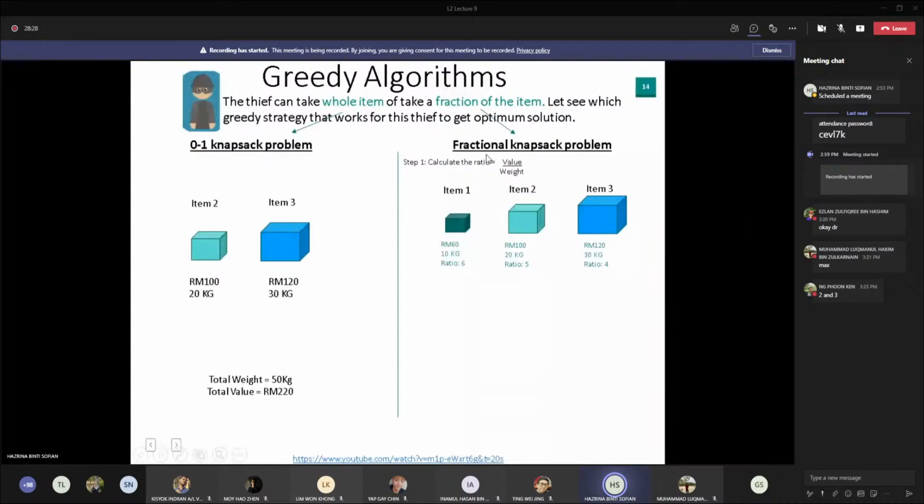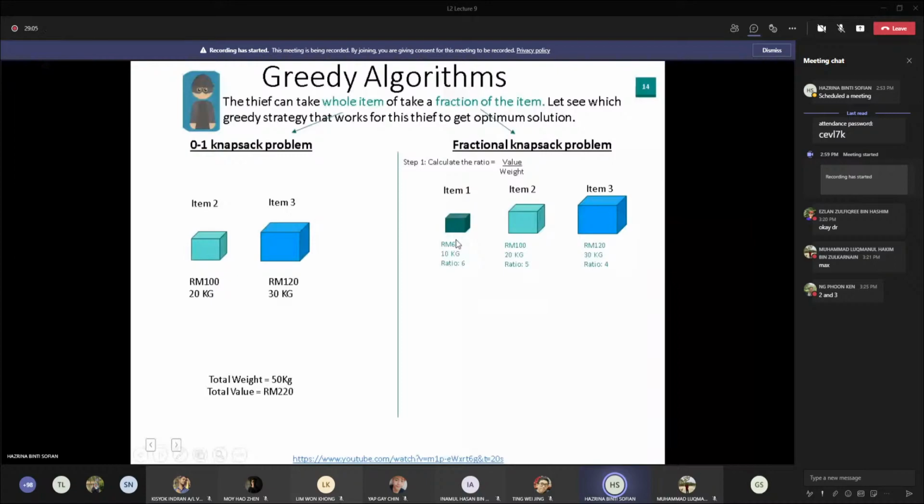We also have another strategy, which is still a greedy strategy, the fractional knapsack problem. In this case, we can take the fraction, meaning we can cut this item into fractions. So there are 3 steps to do here. First step is to calculate the ratio, which is the value divided by the weight.